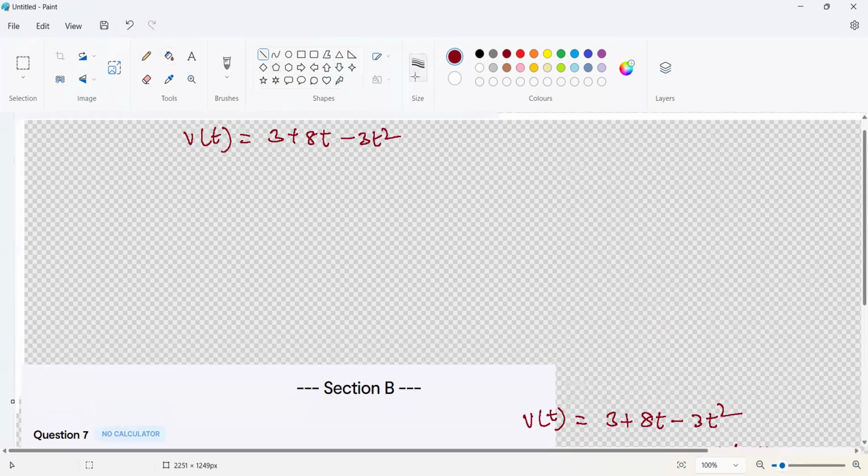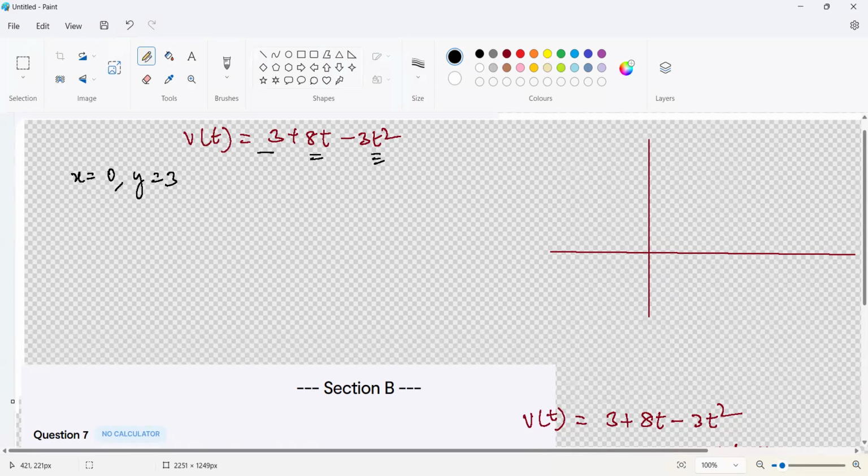We already have the time at which this curve is maximum. We need to figure out the x-intercept and y-intercept. So for the y-intercept, I'll put x equal to 0. So at x equal to 0, y is 3. This will become 0 and this will become 0.